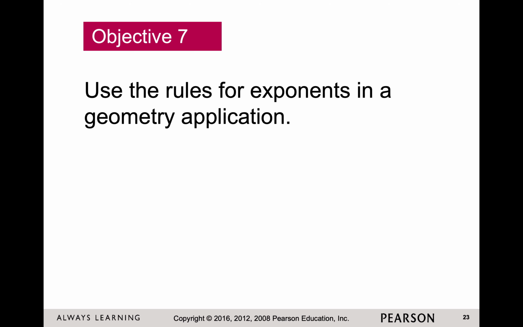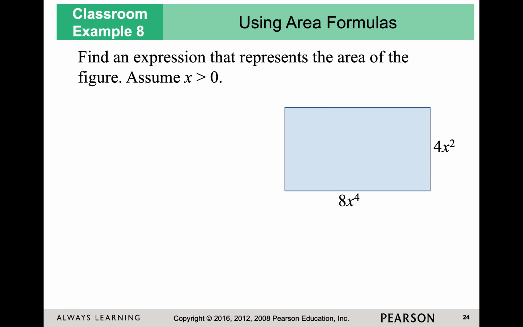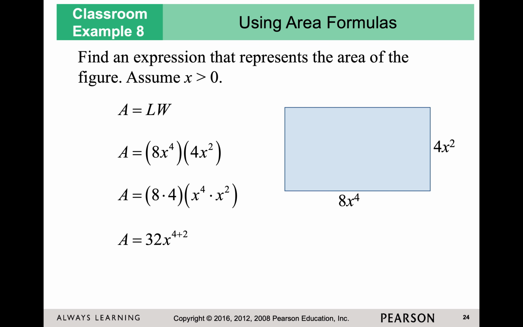So now let's look at exponents in a few geometric problems. If I want to find an expression that represents the area of a rectangle, the area of a rectangle is the length of my rectangle times the width. So in this case, I have 8x to the 4th times 4x squared. So I can do the 8 times 4, which is 32, and then my exponent rules say when I multiply x to the 4th by x squared, I'm going to add those exponents to get x to the 6th.